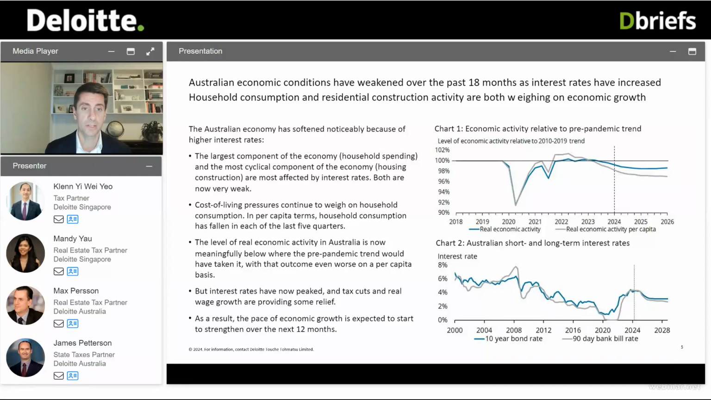The largest element of the Australian economy is household spending. Australian households, particularly those with a mortgage, given the relatively large pass-through of interest rates through to mortgage rates via variable mortgage rates in Australia, are really feeling the strain of higher interest rates and have pulled back on discretionary spending quite significantly. The Australian economy has been in a per capita recession, and consumer spending has really been at the forefront of that.